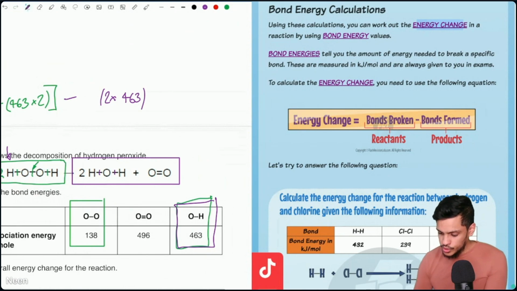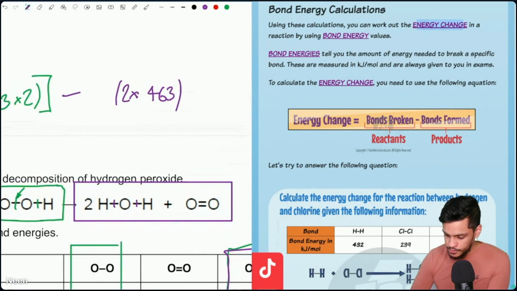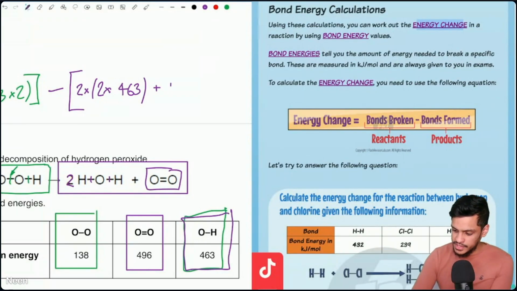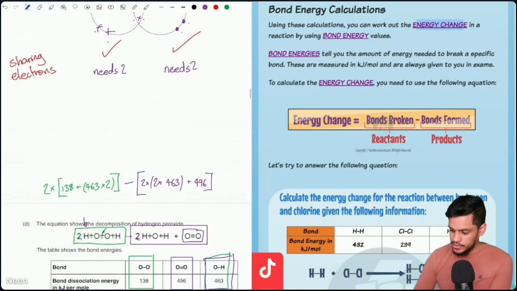So we got 2 OH bonds here, but remember, just like before, there's a 2 in front of this. So let's times all of that by 2 as well. So 2 times all of that. Let's put all of this in brackets because this is a separate calculation. And then let's add this thing here, O double bond O. So here in the table, O double bond O is 496. So let's add that in as well. 496, close bracket. So this is the full calculation you need to do.